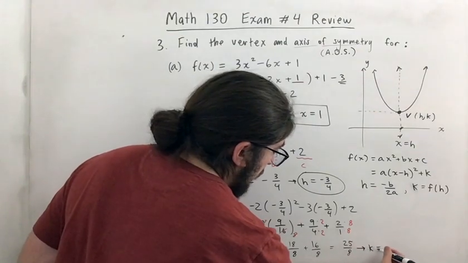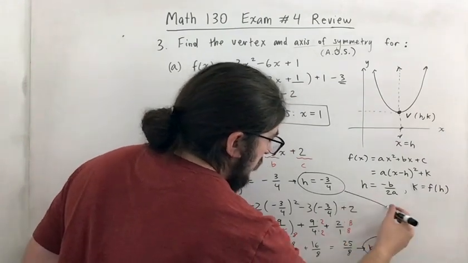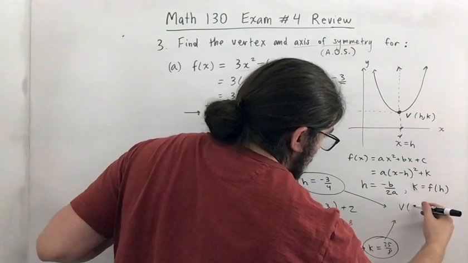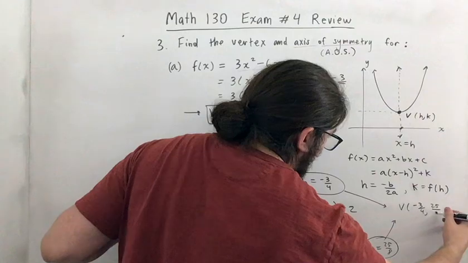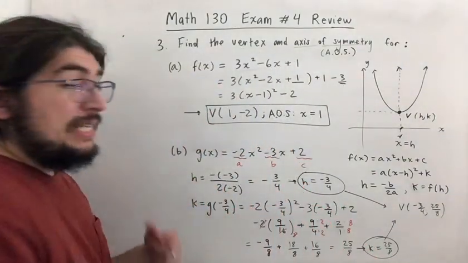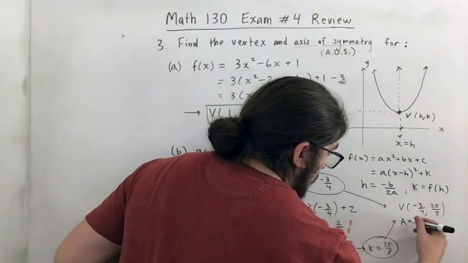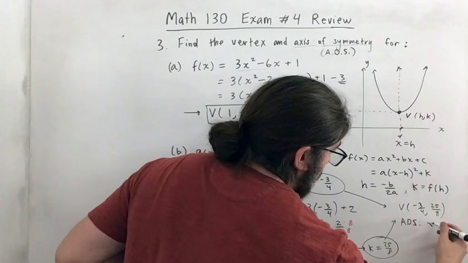And that doesn't reduce, so we have k is equal to 25 over 8, and now we have h and k. So altogether we can say that our vertex is the point negative 3 over 4, comma, 25 over 8, and let's not forget about the axis of symmetry, which is just x equals the x value of this vertex. So the axis of symmetry here is x equals negative 3/4.